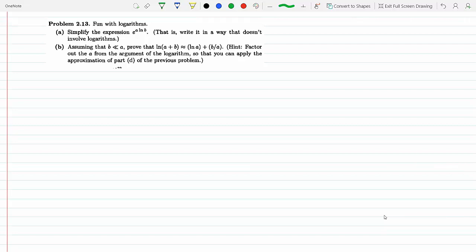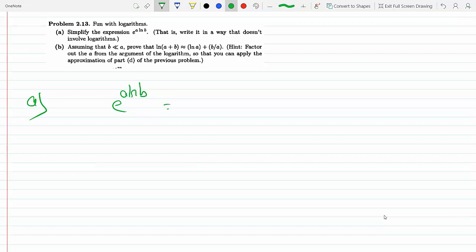This problem deals with some simple properties of logarithms. Part A asks to simplify the expression e to the a ln b. As you recall from your algebra, this would be straightforward.